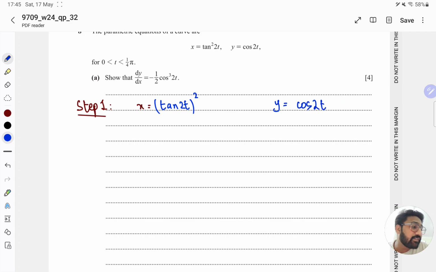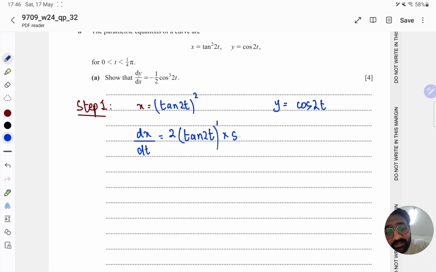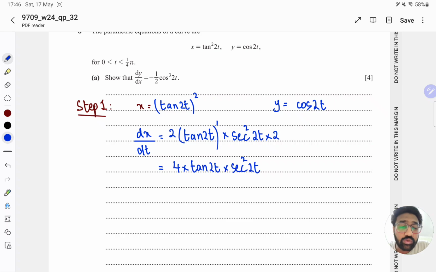I will find out the derivative of both of them, which will be dx over dt. First I will bring the power before and reduce 1 from the power, which will be 1 into the derivative of tan. The derivative of tan is secant squared 2 theta multiplied by the derivative of the angle, which is 2. So dx over dt will be 4, 2 times 2 is 4, times tan 2 theta into secant squared 2 theta.